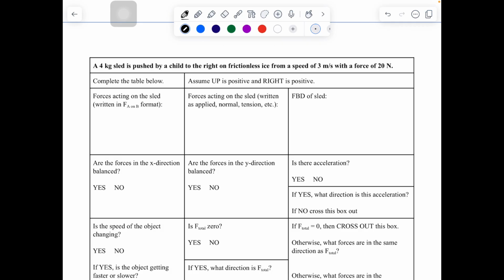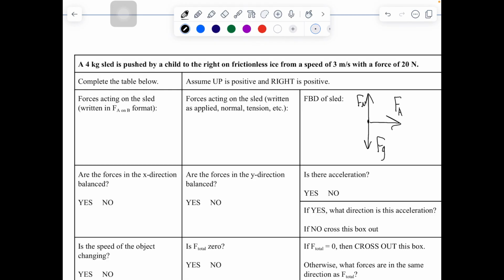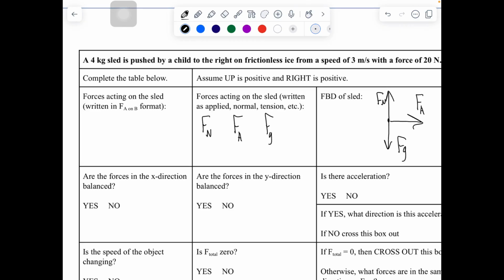Okay, let me do the free body diagram of the sled first. Here we are. We know there's going to be a force of gravity there on Earth. There will be a normal force since they are touching some surface. There is an applied force, right? It's pushed by a child to the right. So we say, okay, that's our free body diagram. Forces acting on the sled. Okay, we already did that. Normal, applied, and gravity. Forces acting on the sled, A on B format.